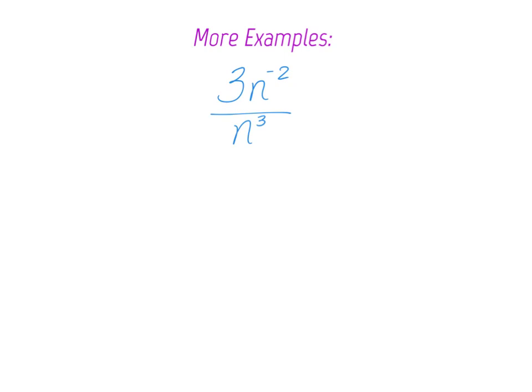Okay, next example. So we have 3 to the first, n to the negative 2, divided by n to the third. So the first thing we're going to do is we're dividing powers with the same base. So remember, we subtract exponents. So we just bring over 3 to the first, and then it's going to be n to the negative 2 minus 3, which is 3 to the first times n to the negative 5. And so our final answer would be 3 over n to the 5th.